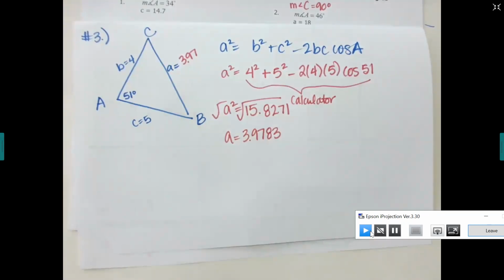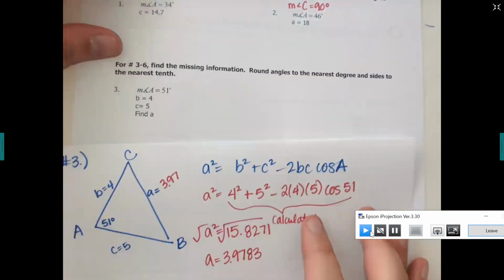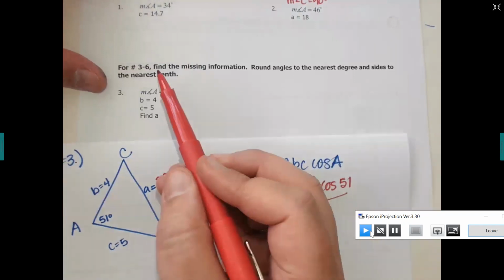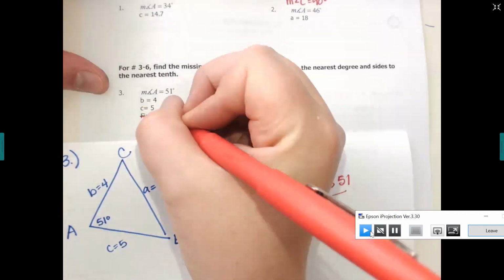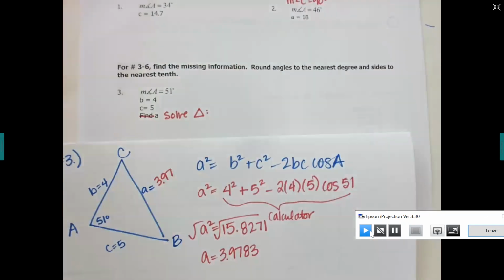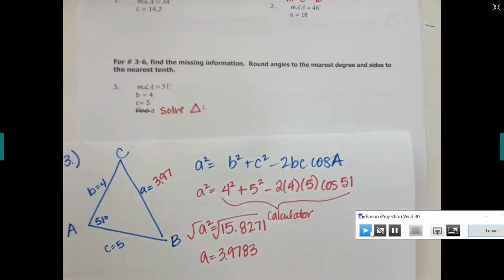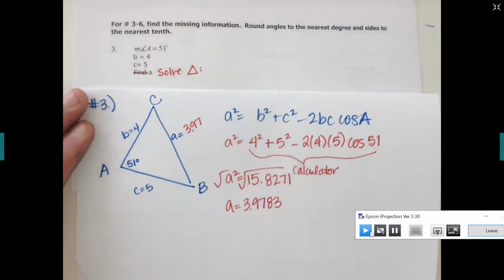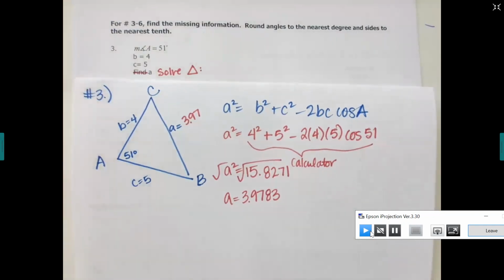Okay, now remember, we're solving the whole triangle. So let's go to our paper and change the information here. Oh, this one actually says find A. We're going to put solve triangle. So what do we still need to find on number 3? Angle B. Okay, very good.